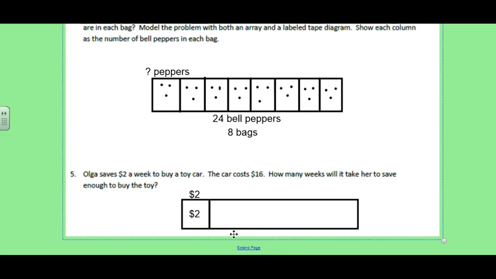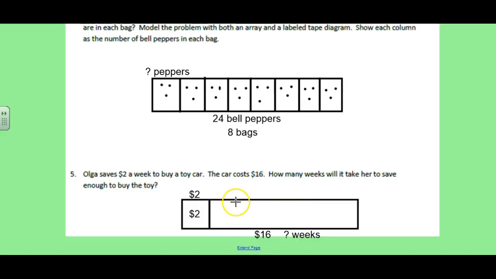We know that the total for all these cars is going to be $16, so we know the total amount that's going to be in this tape diagram is $16. But we do not know how many weeks it's going to take her to save that, so that's where our question mark is going to come. So question mark weeks. Now, instead of putting 1 dot into each section, because we don't know how many sections we have, we're going to have to keep adding sections of 2 until we have skip counted all the way to 16.